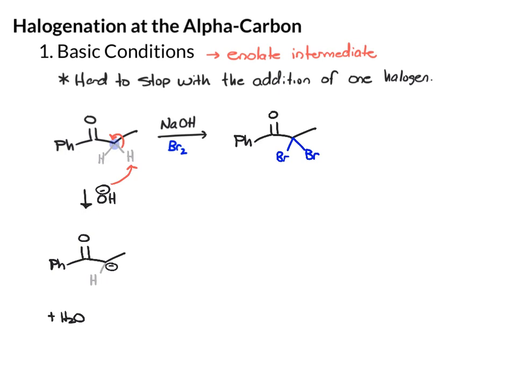From there, now Br2 is the electrophile. So we have an electrophilic source of bromine. This negative charge on the enolate will attack one of these bromines, and you'll lose the other as a leaving group. And we form this product.